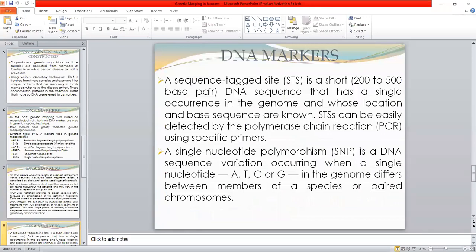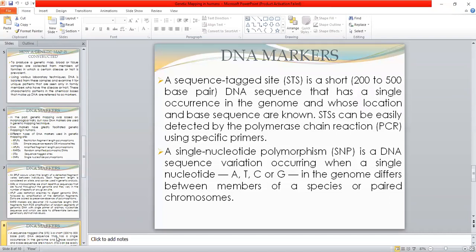A sequence tagged site, STS, is a short 200 to 500 base pair DNA sequence that has a single occurrence in the genome and whose location and base sequence are known. STS can be easily detected by the polymerase chain reaction using specific primers, and these DNA markers are also in use in human genetic mapping.